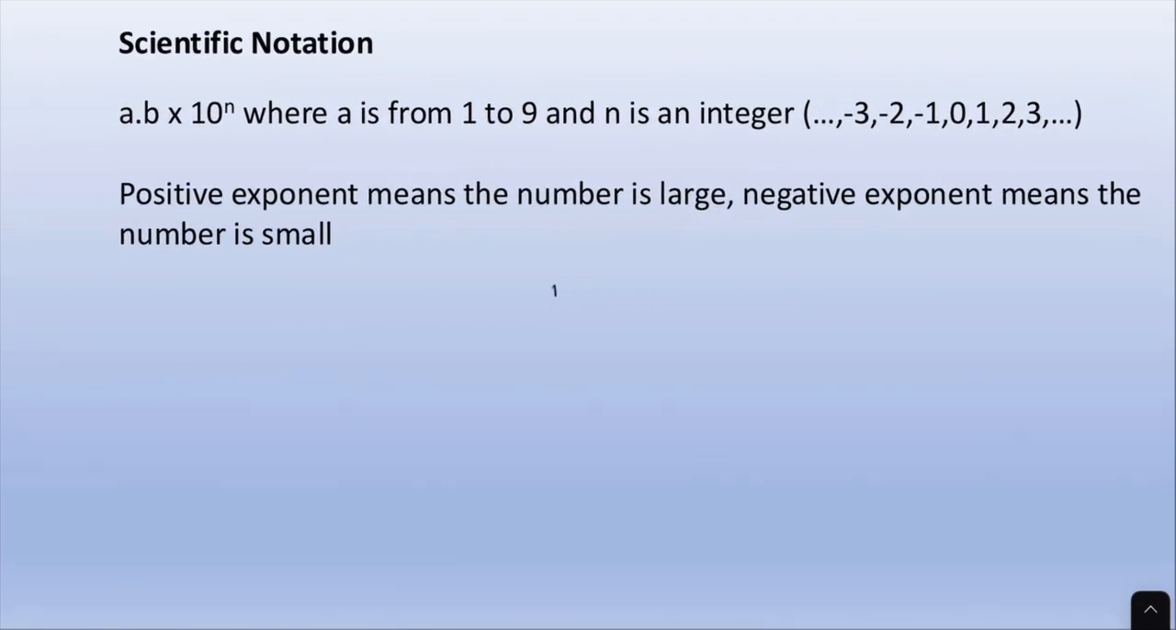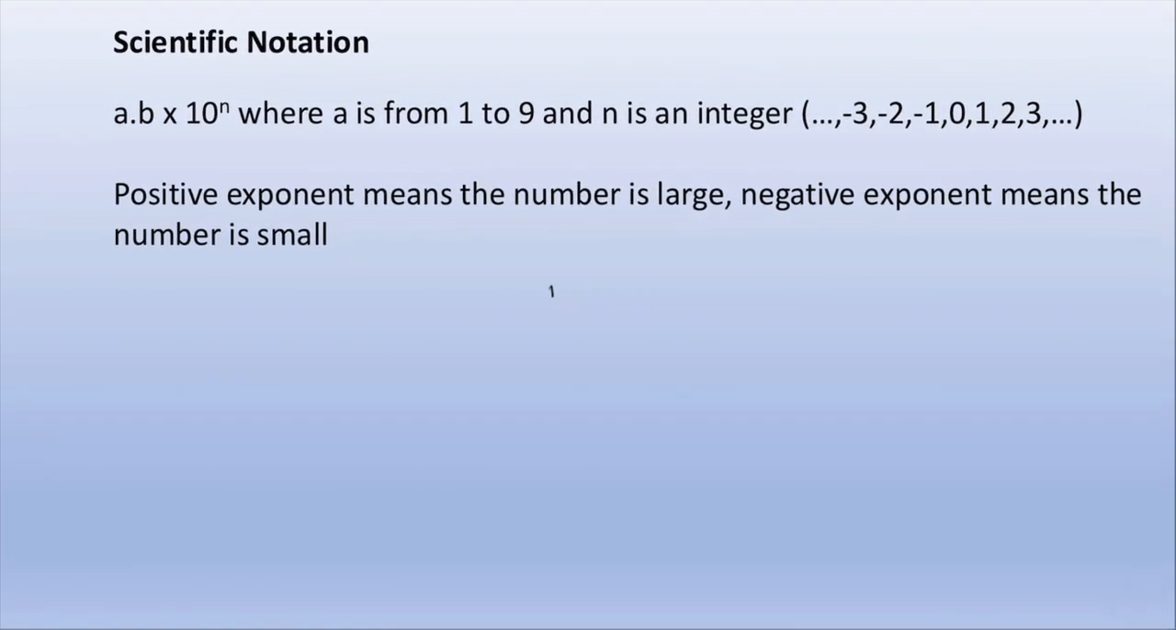Here are some rules about scientific notation. If you have some number, A point B, weird notation the way it's written there, but where A is from 1 to 9 and N is an integer, so it can be any integer. So integers are the list that we see here: -3, -2, -1, 0, 1, 2, 3, going in both directions.